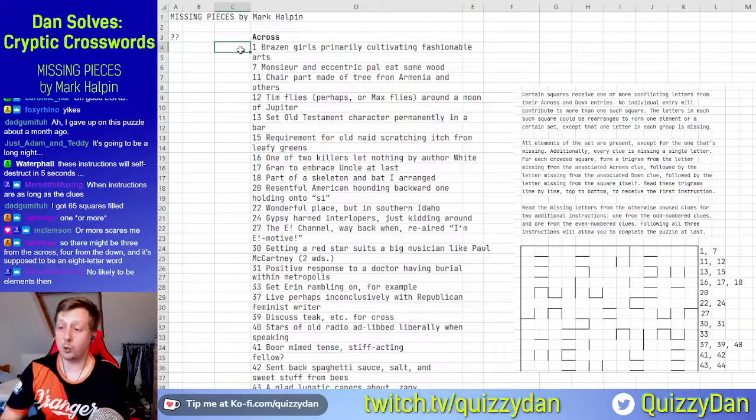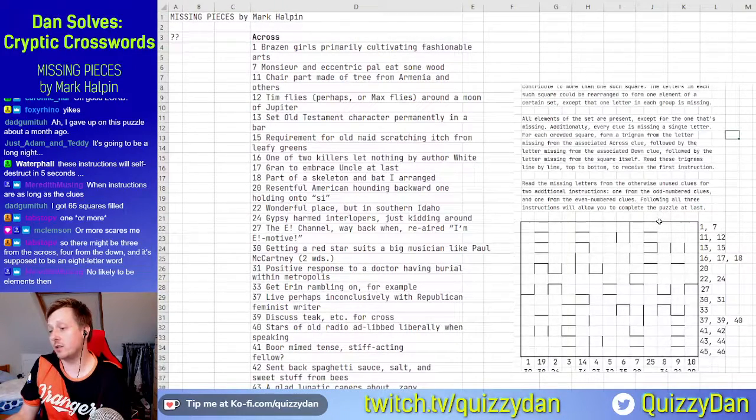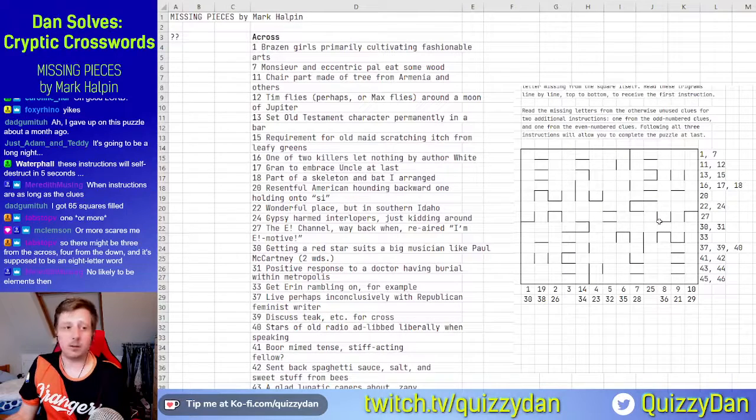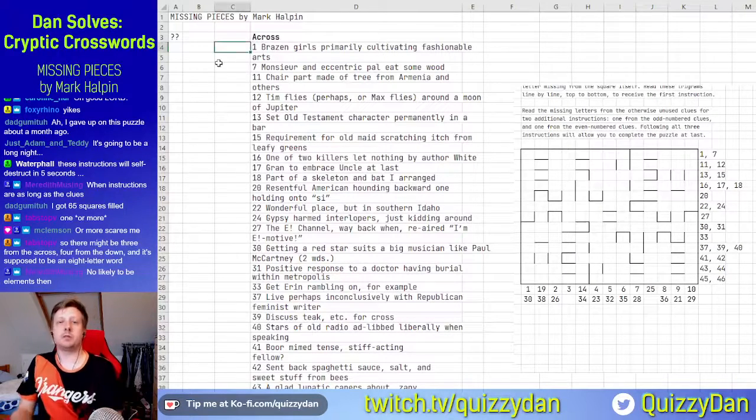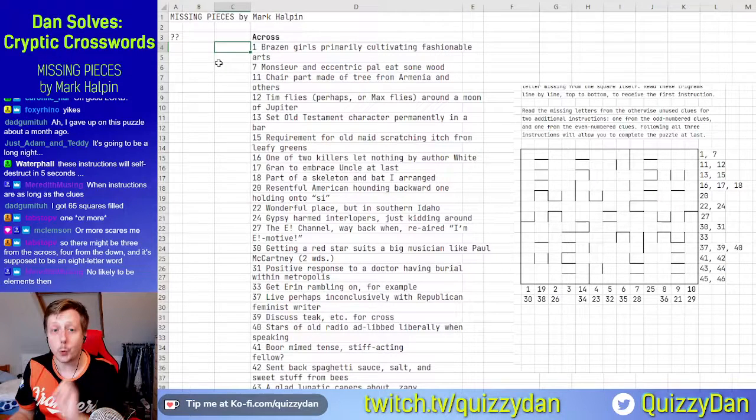Of course, we have no length in the clue, because we're going to have all elements of the set. I realise you can't actually quite see the whole thing. I can't see it on my screen. So, right, well, let's just scroll up. The important thing to remember is every single clue is missing a letter. So there is a letter missing from Brazen Girls, primarily cultivating fashionable arts.